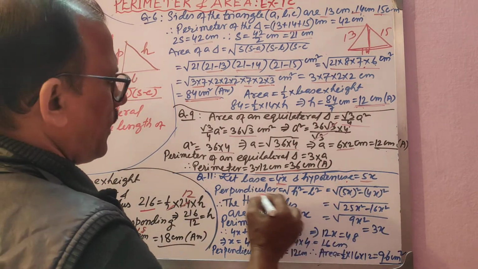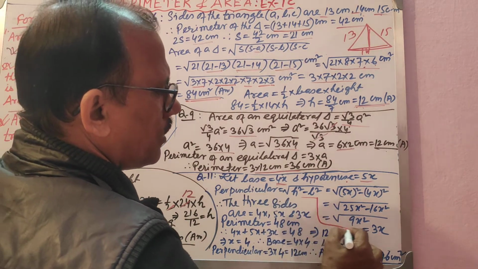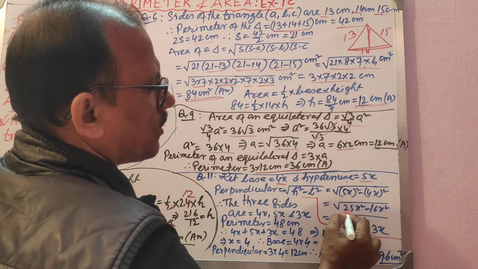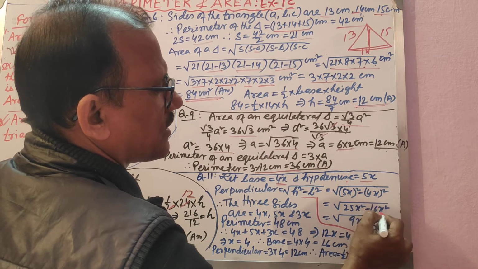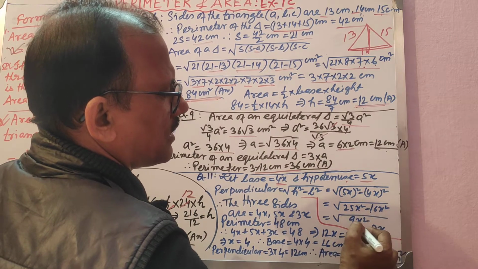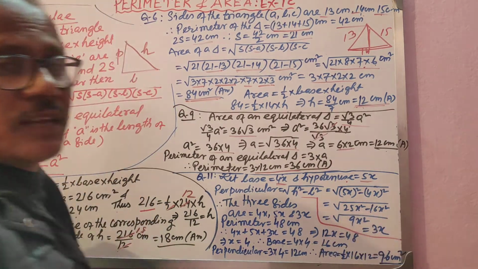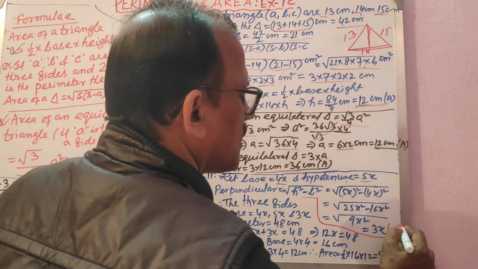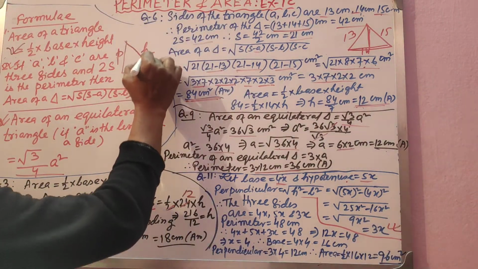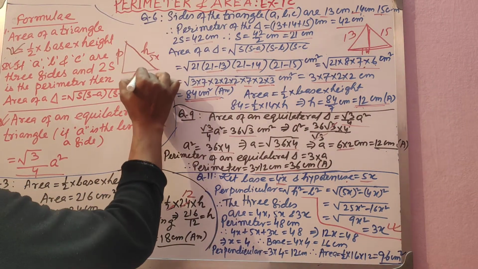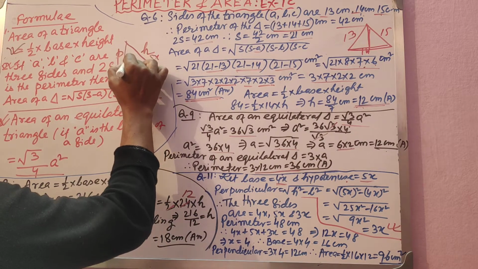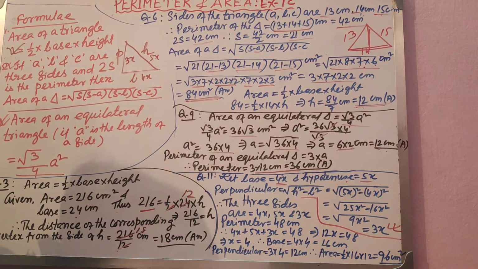If you find the value, you will find 25x square minus 16x square, which is 9x square. Root over of 9x square is equal to 3x. So you got the perpendicular. Here it was 5x, here it was 4x, and you got this one as 3x.